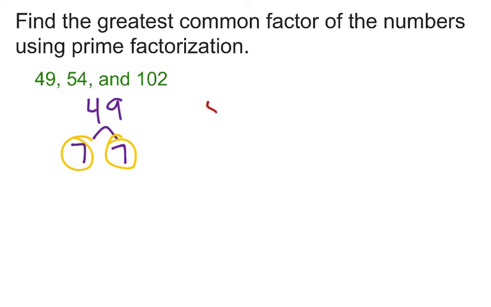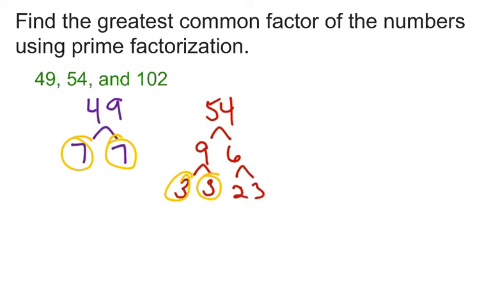Moving on to 54. 54, 5 plus 4 is 9, so I know that 9 times 6 is 54. Neither are prime, so I can break down 9 into 3 times 3. Those are prime. And 6 can be broken into 2 times 3. Both prime. Now we have 102.